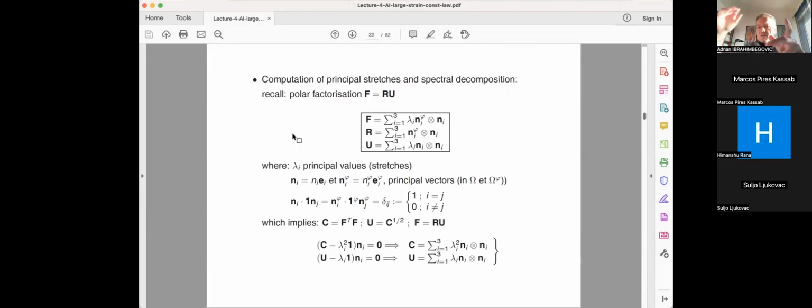So you take the coordinates which are aligned with the principal directions in the material description and in the spatial description. In those coordinates, the deformation gradient is simply a diagonal matrix with the principal stretches lambda 1, 2, and 3 placed on the main diagonal.